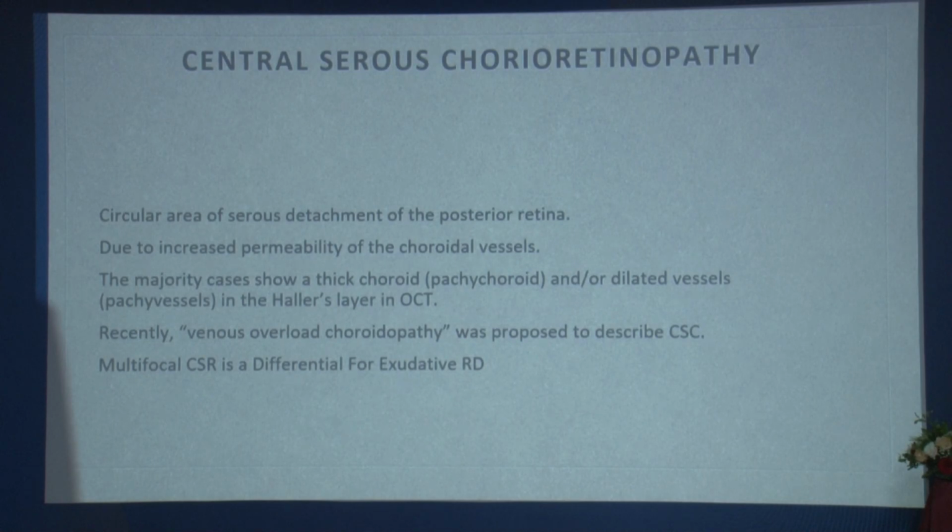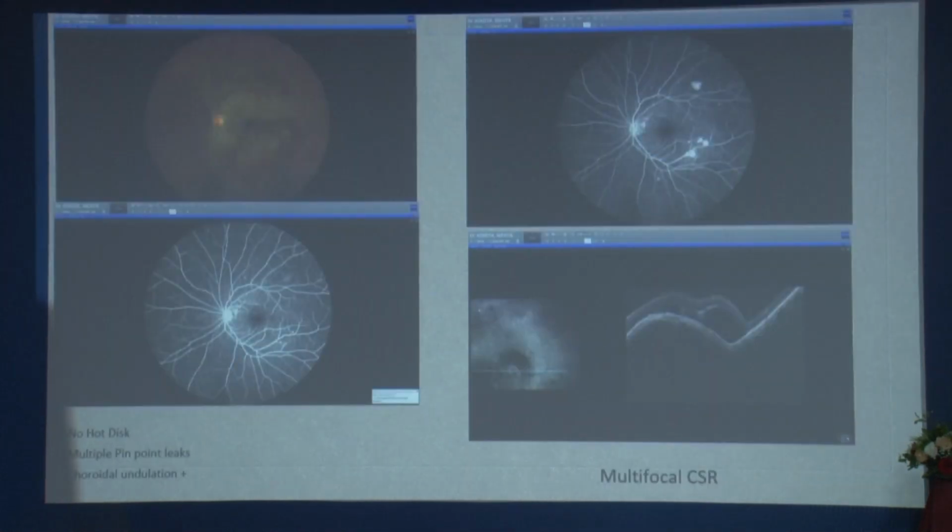The other important differential diagnosis of VKH is central serous chorioretinopathy, not the classic one, but the multifocal one, especially when it is secondary to steroid use, when you have multiple areas of sensory neural detachment. And the main point of differentiation of multifocal CSCR from VKH is the fluorescein angiogram.